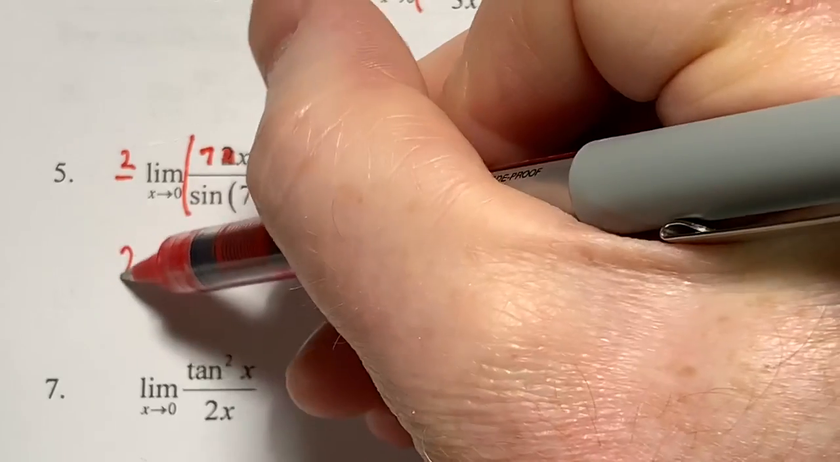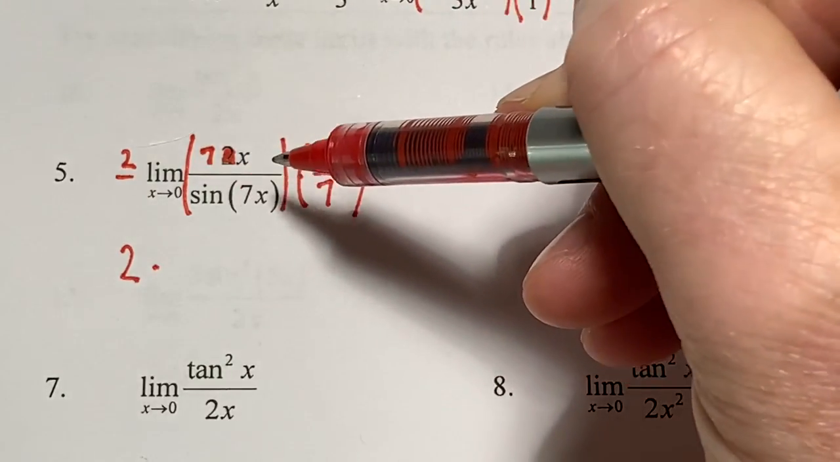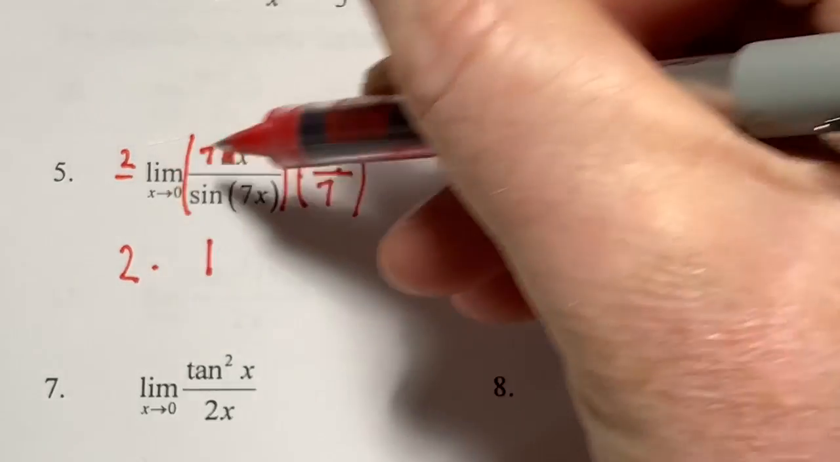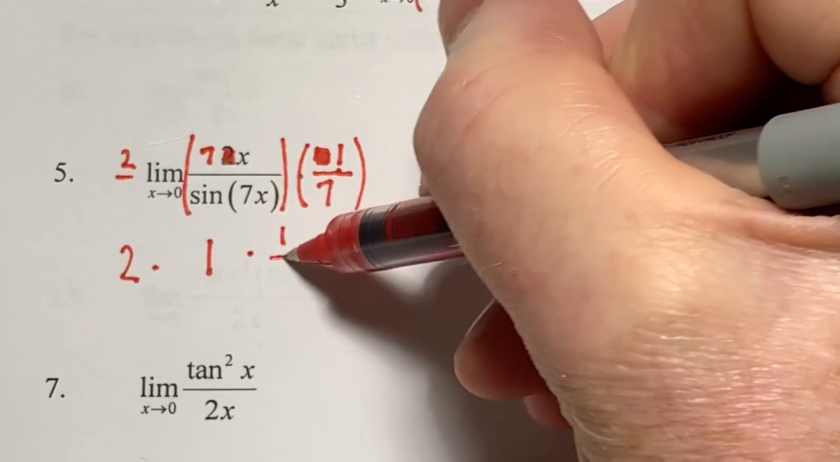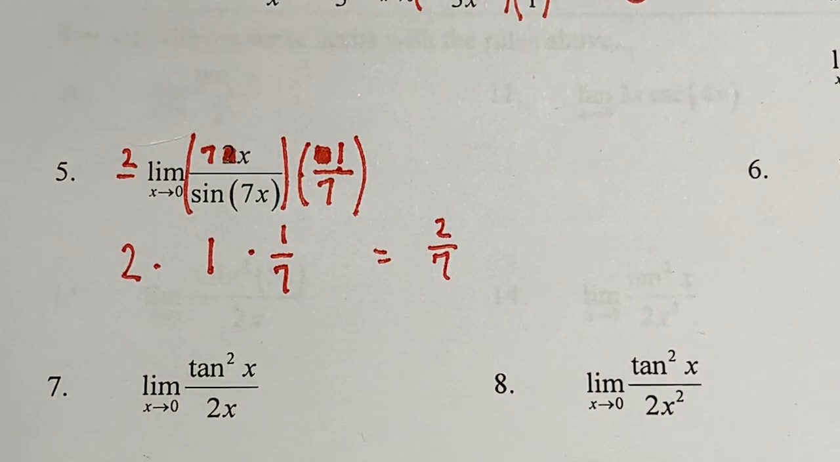So here we go. I'm going to drop the 2 down. What's the limit of 7x over sine of 7x? 1. Bring down the 1/7 because the limit of a constant is that constant. And what do I have left? 2/7. All right? And again, I'm going to show you some better ways to do this as we go through there. But here we go.